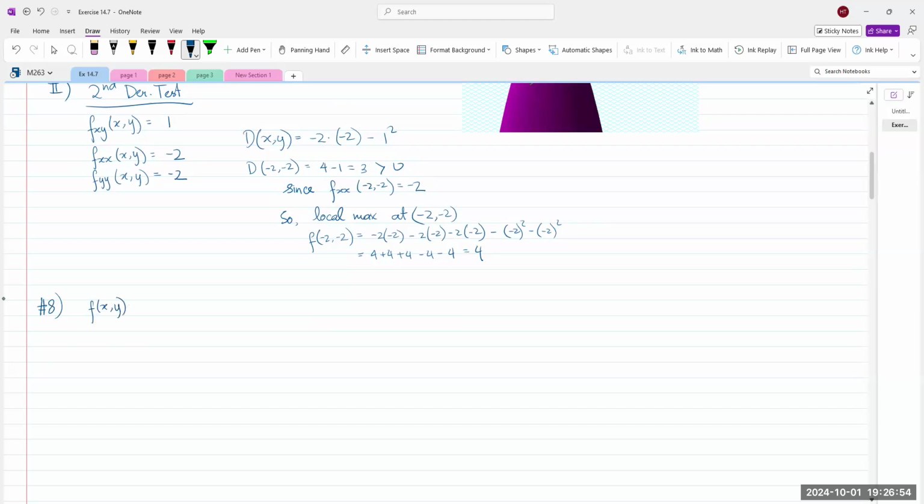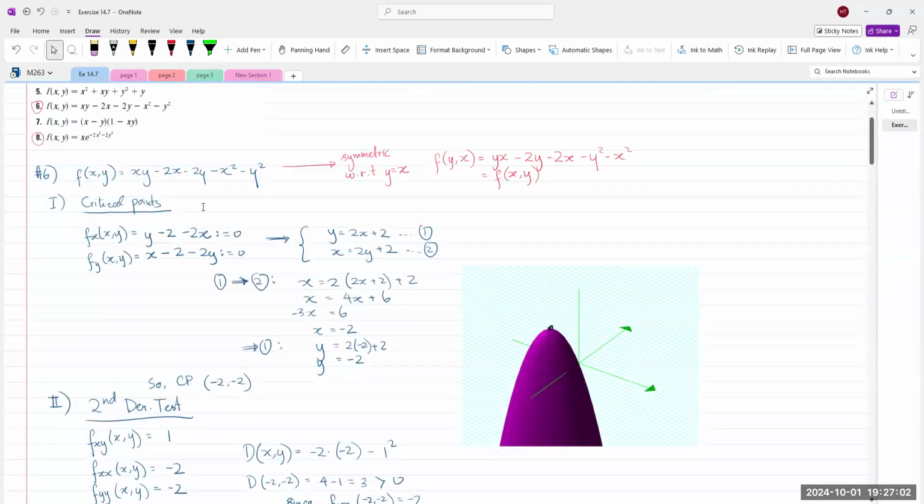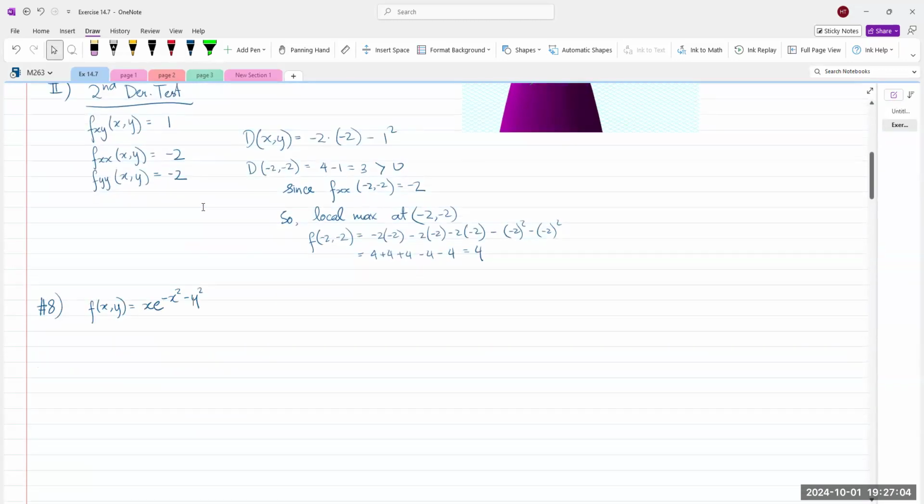f(x,y) equals x times e to the -2x squared minus 2y squared. Do I copy the question right? Oh, -2x squared minus 2y squared. So the first part is the critical points.